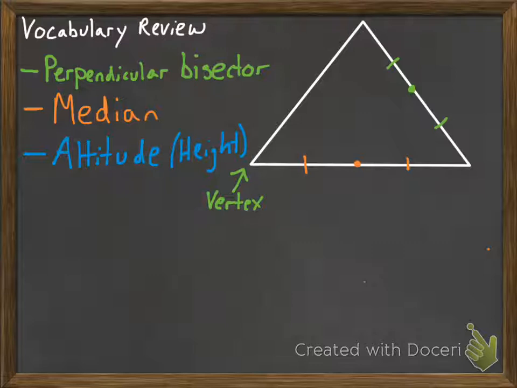Another point, the orange dot right here and the green dot right here are both midpoints. The way we know they're midpoints is because of these lines on both sides. That tells me that that line is split into 2 equal parts.